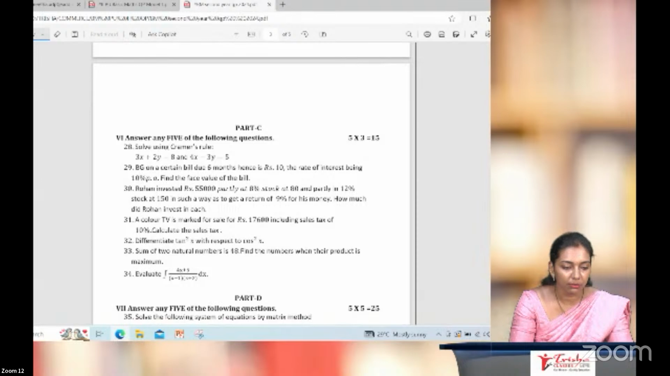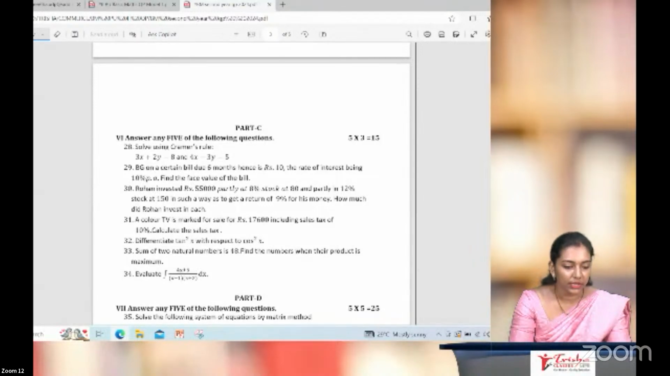Next also it will be from stocks and shares. Sir has already covered a few of the concepts yesterday. Under 3 marks, you can cover what problems are going to come. Next is sales tax, value added tax. Under that 3 marks question, please cover.